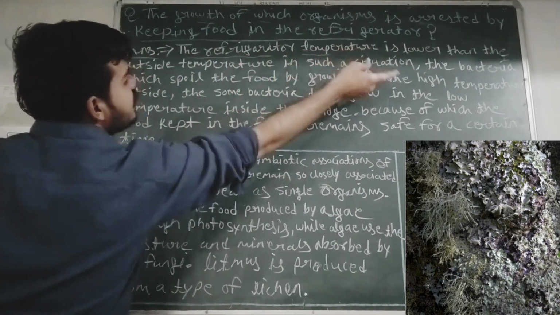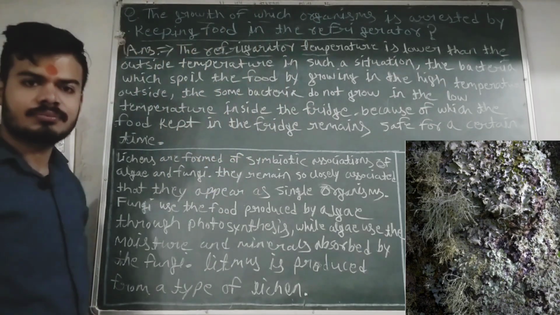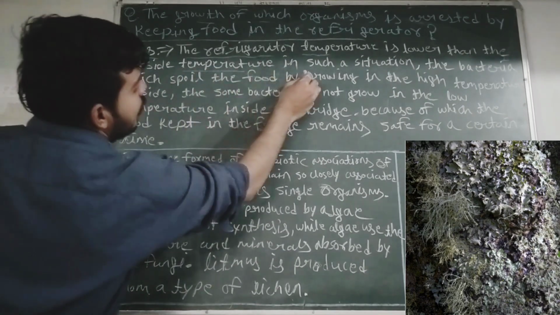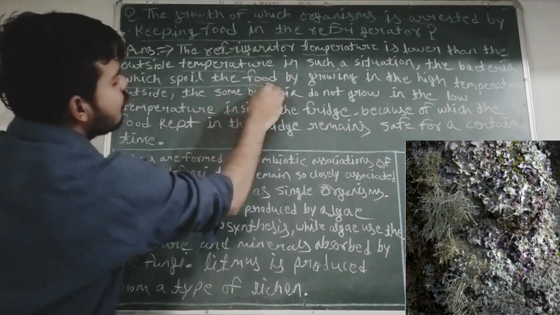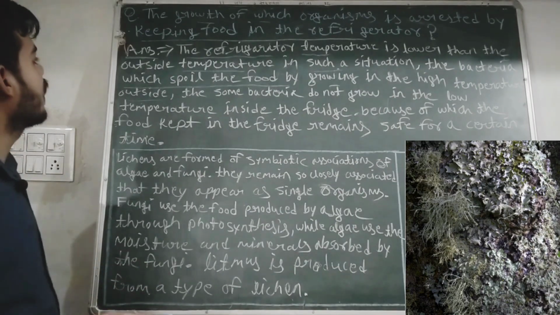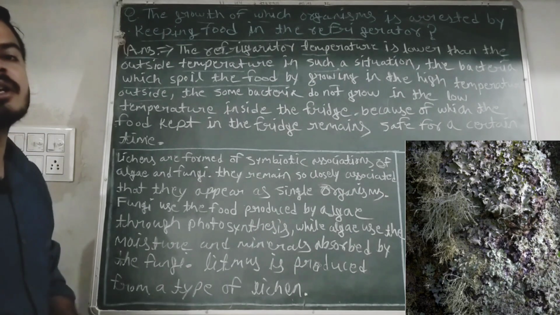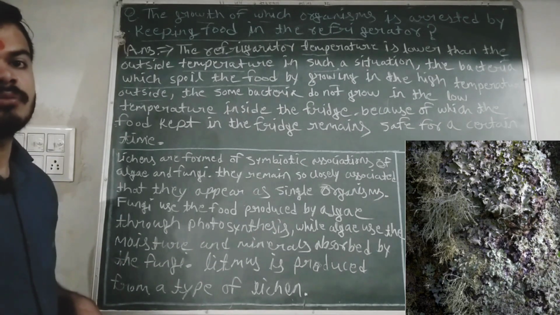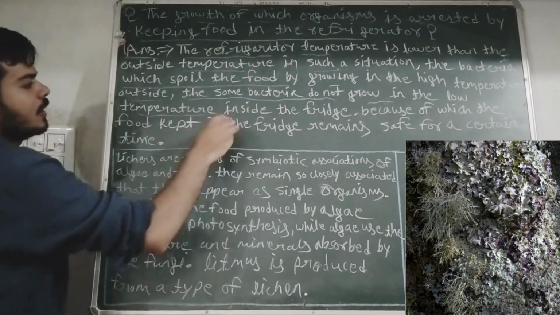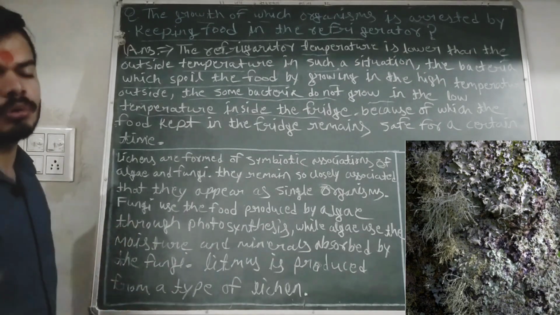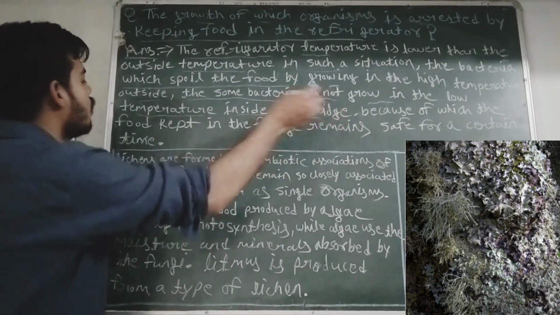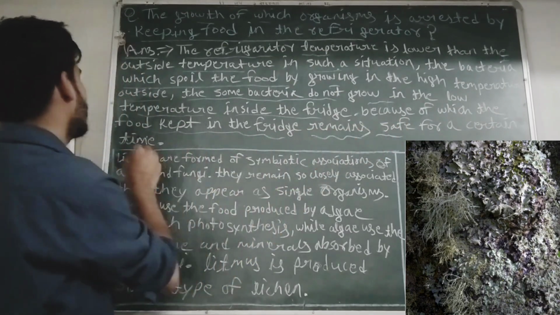the refrigerator temperature is lower than the outside temperature. We know that the refrigerator temperature is lower than the outside temperature. In such a situation, the bacteria which spoil the food by growing in the high temperature outside, we know that bacteria spoil the food and grow in the outside temperature which is higher than the refrigerator. Thus some bacteria cannot grow in the low temperature inside the fridge, because of which food kept in the fridge remains safe for a certain time.